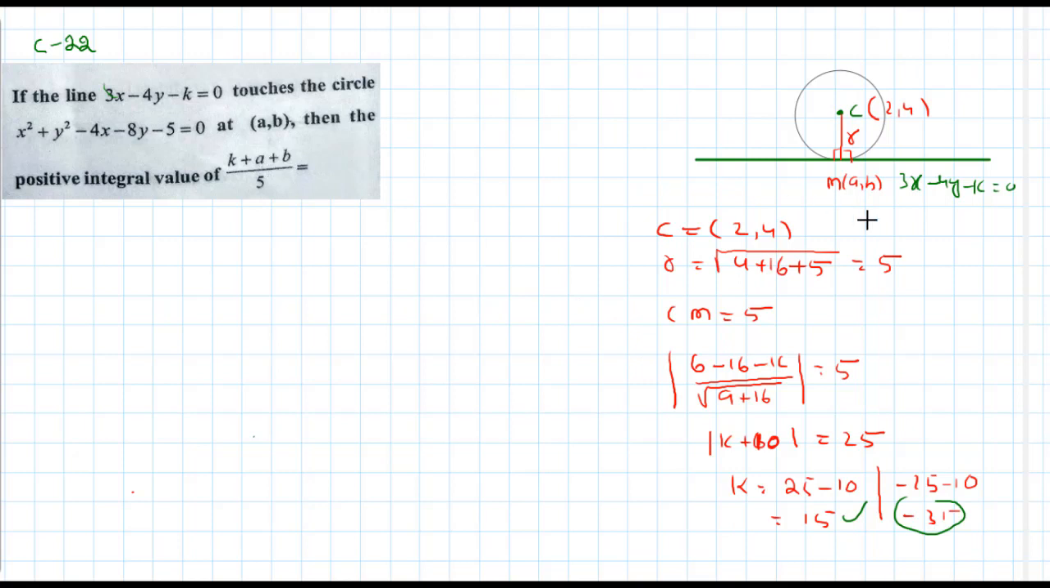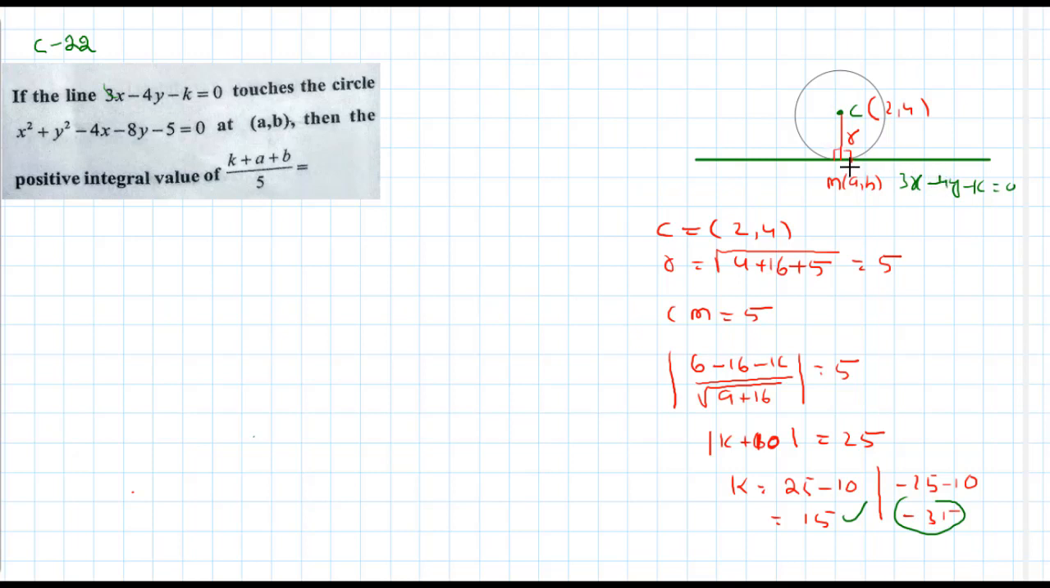Anyway, you can find the a, b values. Just find the distance between C and M, equating to r. You get one relation between a and b, and (a, b) is a point on the line 3a minus 4b minus k equal to 0. Already you got k equal to 15. There you get another relation. Solve those two relations, and you get the a and b values.